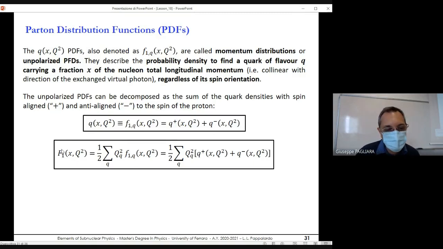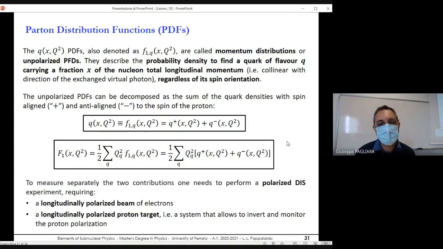And so we can now express our structure function F1 in the usual way, where now we are using F1 instead of q, but of course it is the same, in terms of the sum of these two contributions, q plus and q minus. But how can we measure those? How can we measure separately the q plus and the q minus? In order to do that, we need to perform polarized deep inelastic scattering experiments.